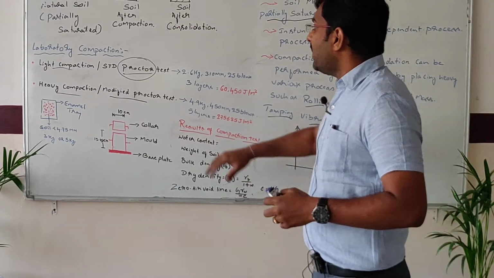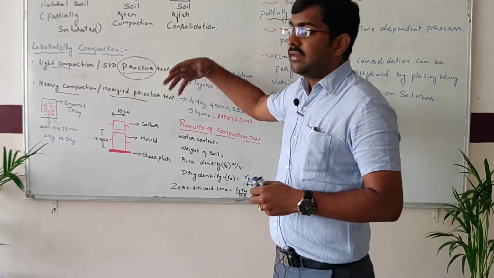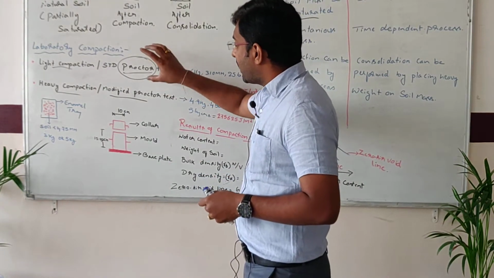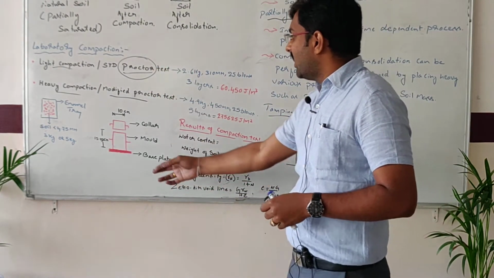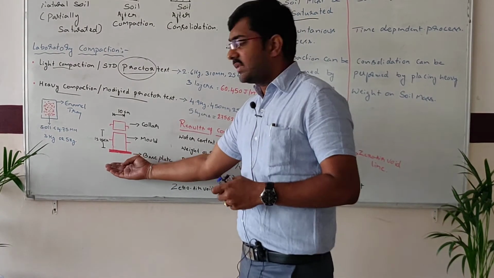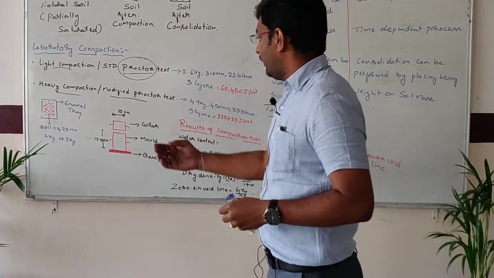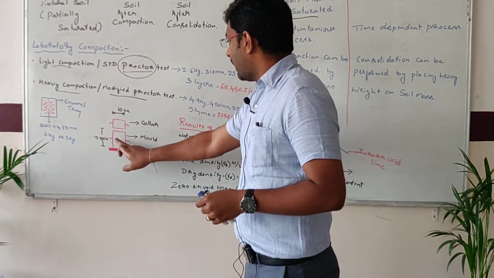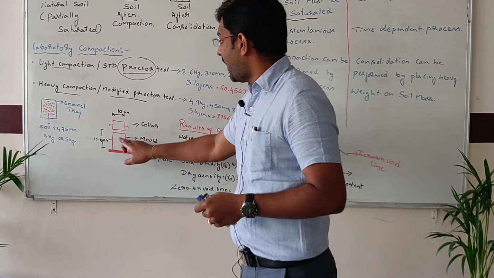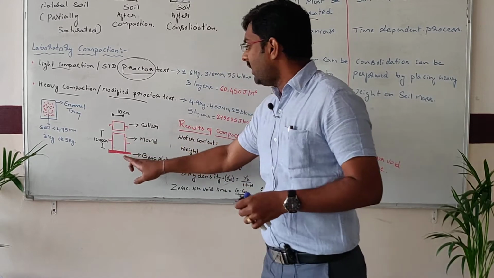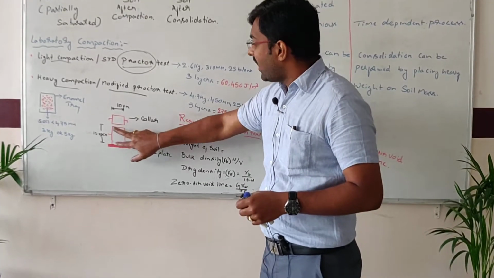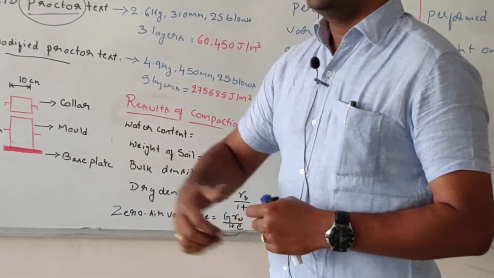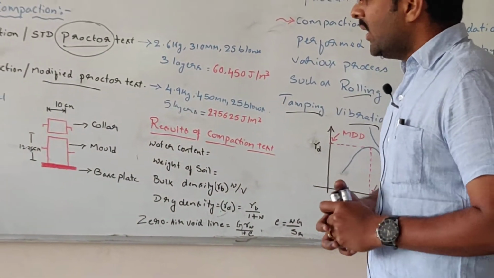Okay. So now let me take you through how exactly these tests are conducted. In order to conduct a light compaction test or modified compaction test, we make use of a steel mold, which is as follows. It has three parts. One is a collar, the second one is a mold, which is the main part of the test, and then the base plate. The mold has a height of 12.75 centimeters and a diameter of 10 centimeters.